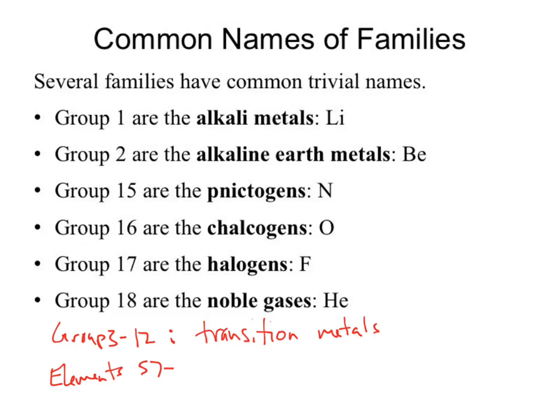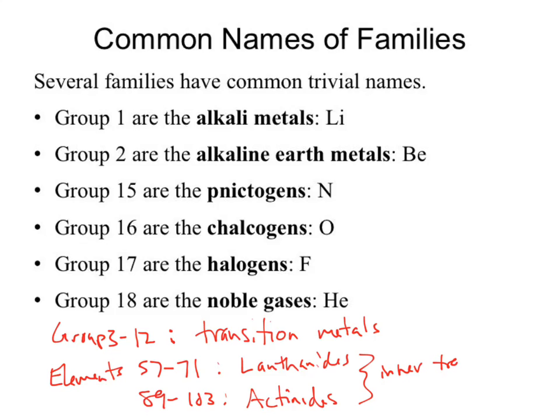Looking at our transition metals, then we've got elements 57 to 71 and 89 to 103. 57 to 71 are known as the lanthanides, and the other one are actinides. Collectively, they are known as the inner transition elements.